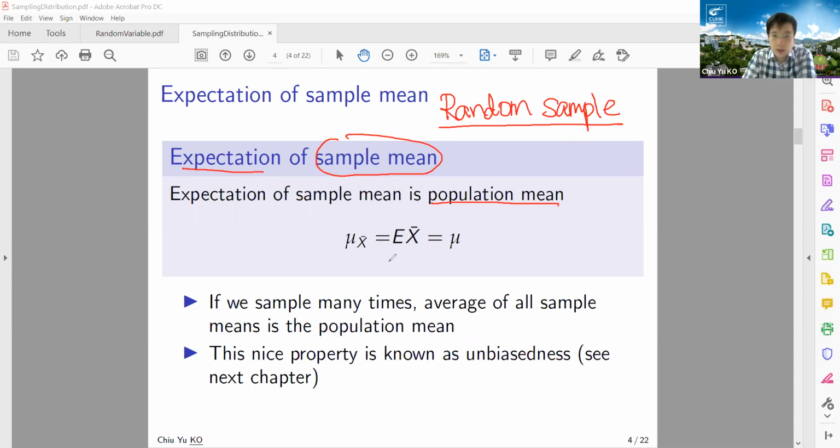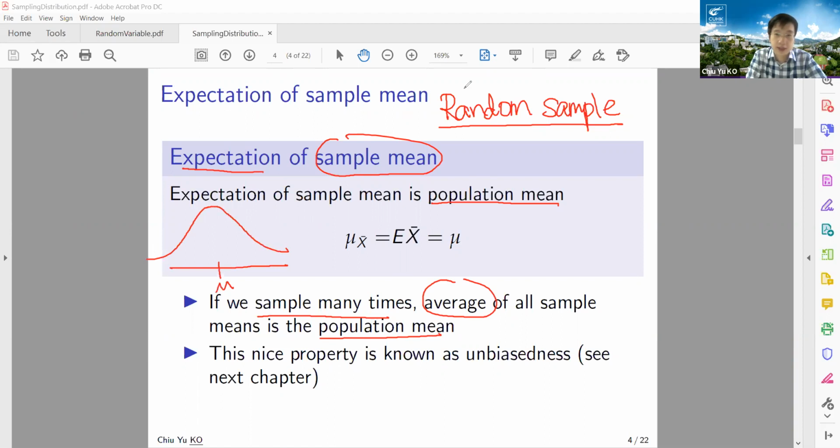It means you would be doing random sampling. You draw things each time, and you have a sample mean. The average, or expected value, of the sample mean is the population mean. In other words, if you sample many times, the average of all these sample means equals the population mean.